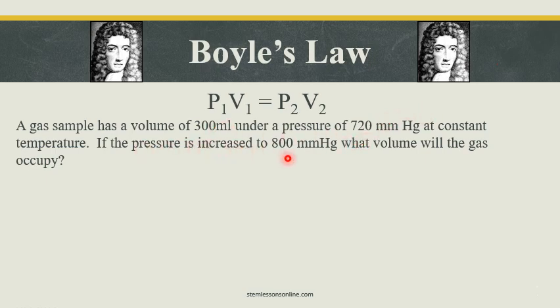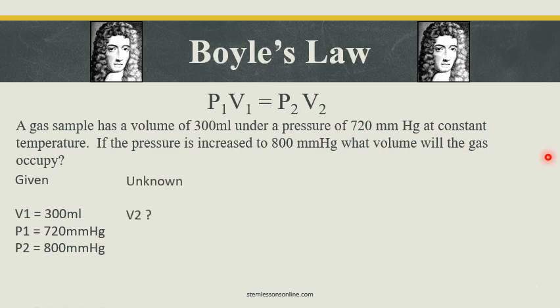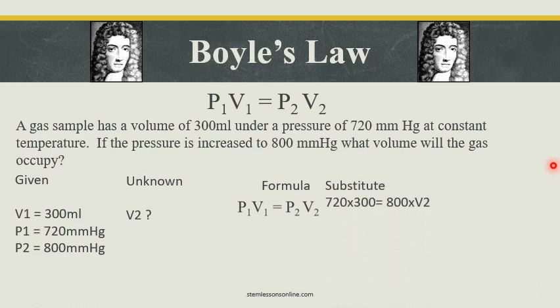And if the pressure is increased to 800 millimeter mercury, I will consider this one as P2, and they're asking the volume when the pressure is increased. So I will calculate V2. So the given, we have V1, P1, P2, and the unknown is V2. Then I will check the units. The units of P1 and P2 are same, so I don't have to convert anything. So I will just substitute in the formula, which is P1 V1 equal P2 V2.